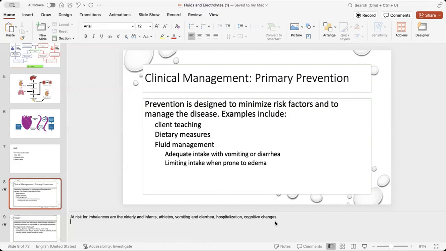We can most often prevent a lot of our fluid and electrolyte imbalances with teaching, especially if a client has what? Heart failure, any kidney disorders. Doing good client education, okay? What do you teach yourself? What do you know about if you get dehydrated, if you have the stomach flu, if you're vomiting, if you have diarrhea? Drink water. Try to drink, drink oral replacement fluids like Pedialyte. Teaching that. Dietary measures.